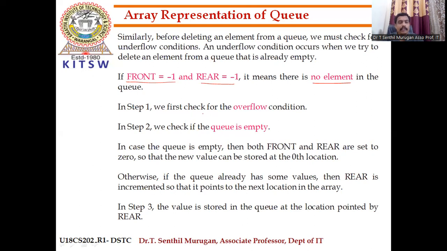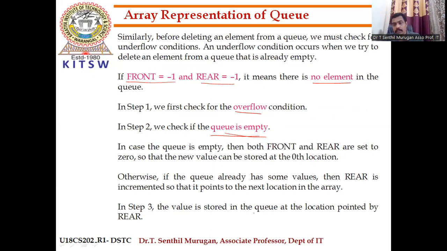So simply we have to check whether it is overflow or not. If not, we check whether the queue is empty. If it is empty, we are unable to delete, so we simply write underflow. Otherwise, we write front plus plus, not rear minus minus. Okay, so why are we using front plus plus? Front plus plus means the front side element will be removed.